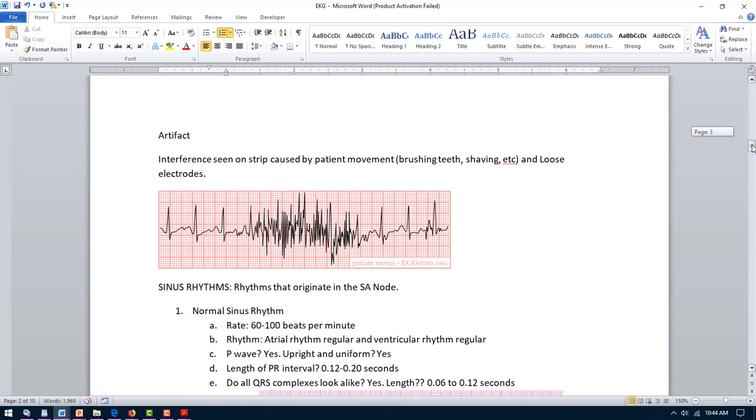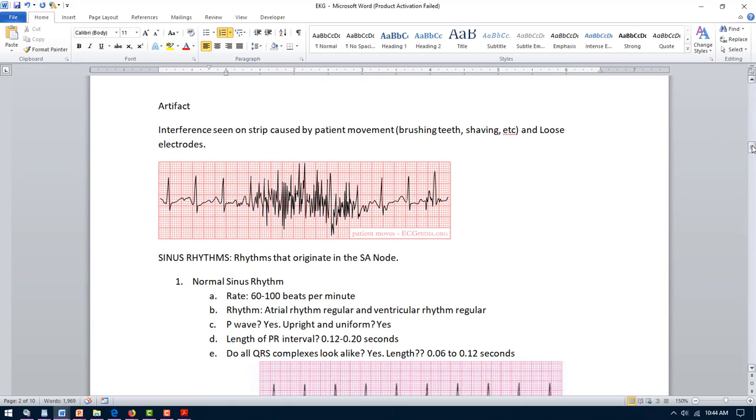Alright, getting into some strips. So our first strip here is artifact. This might be that somebody's brushing their teeth, they might be shaving, maybe the electrodes are not attached to the skin very well. So all we do is we go in, we look at this strip, then we go look at our patient, because that's the number one thing.